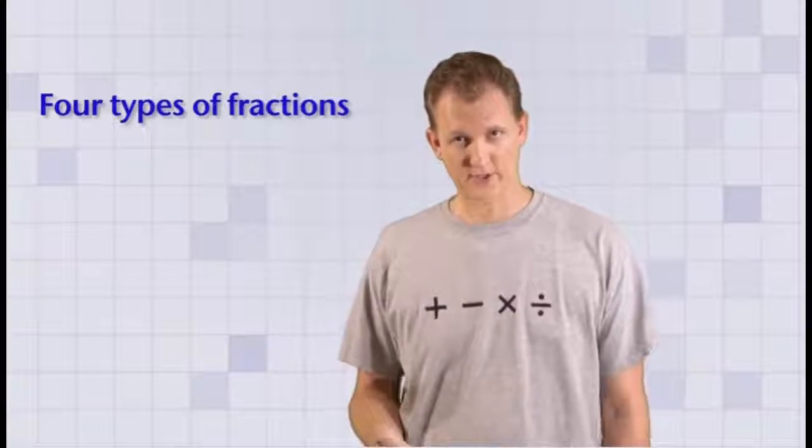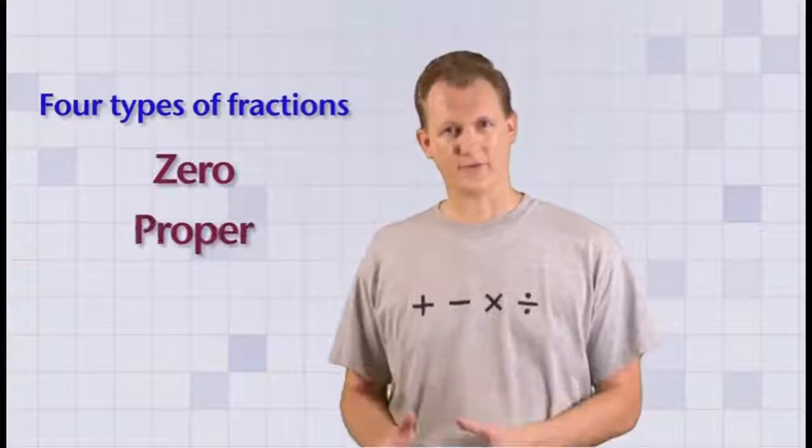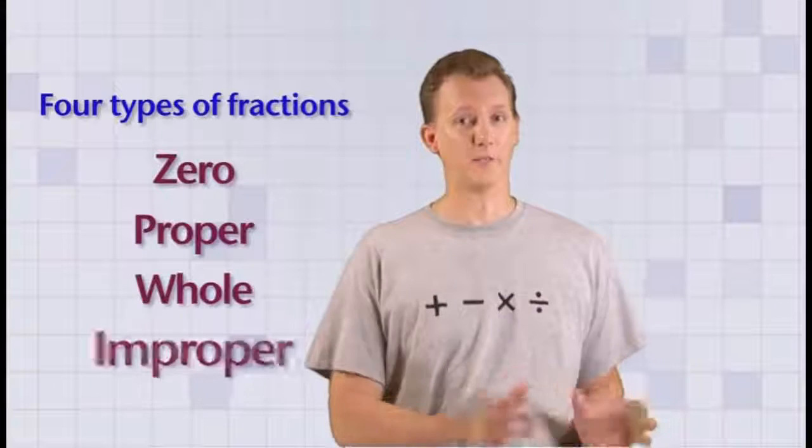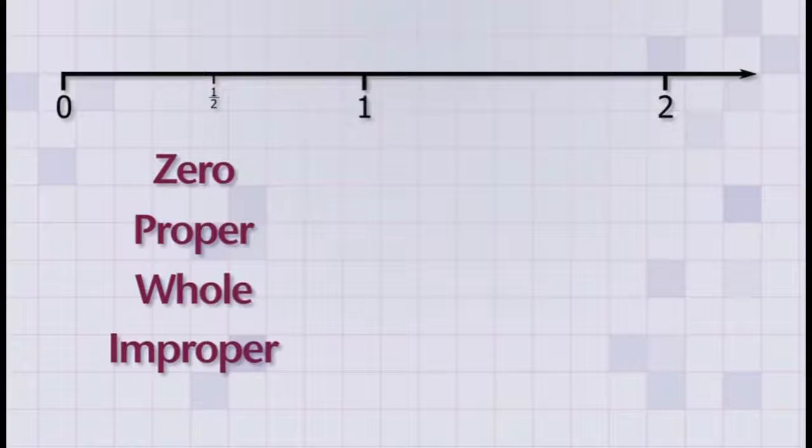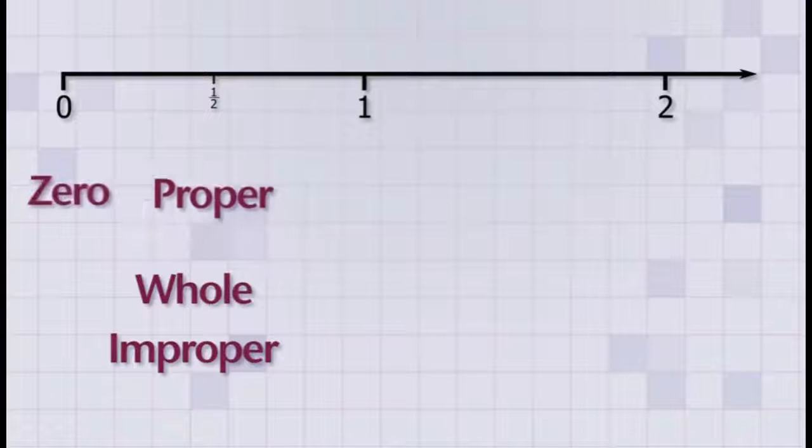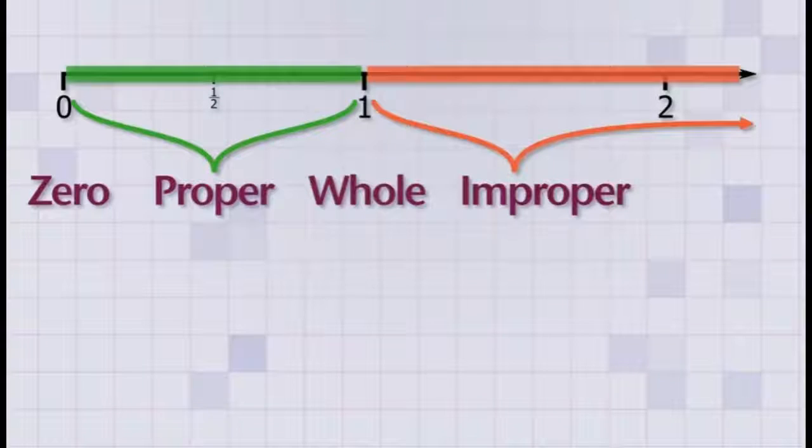Alright, these rules show that we have 4 main types of fractions. We have zero fractions, proper fractions, whole fractions, and improper fractions. Knowing that these main types are in order from smallest to largest on the number line allows you to do some very simple comparisons between the 4 types of fractions. That's because we know that a zero fraction is always less than a proper fraction, and a proper fraction is always less than a whole fraction, and a whole fraction is always less than an improper fraction.